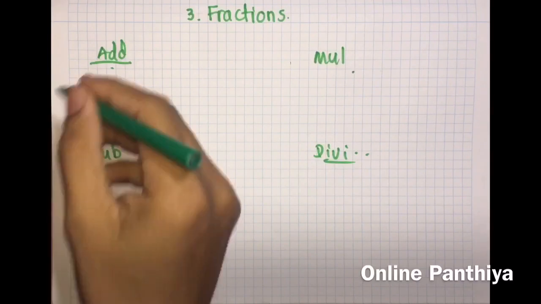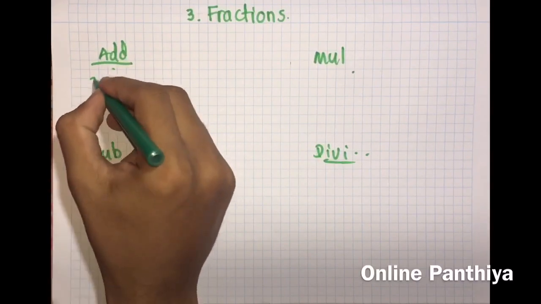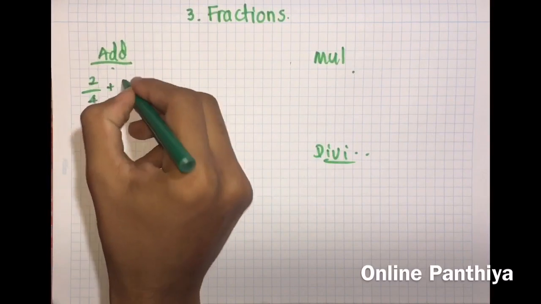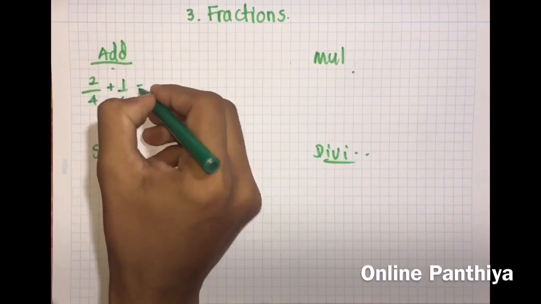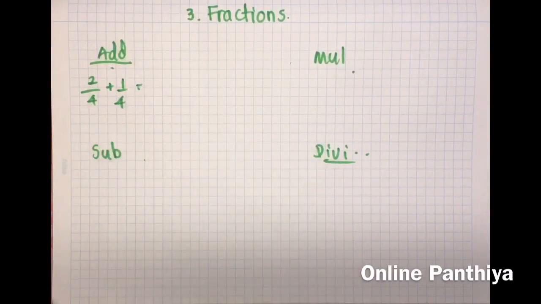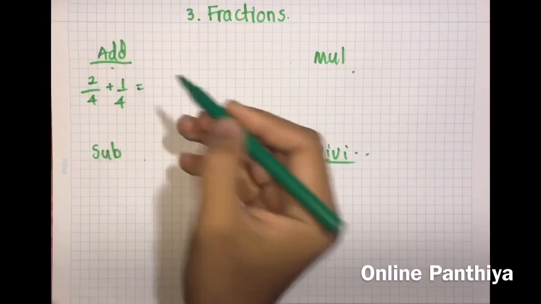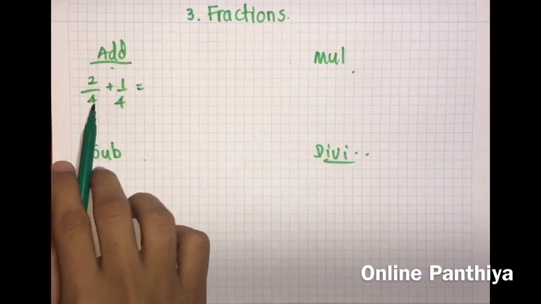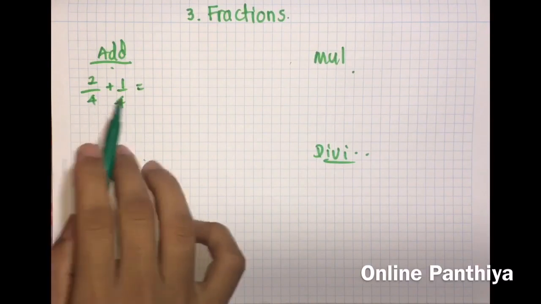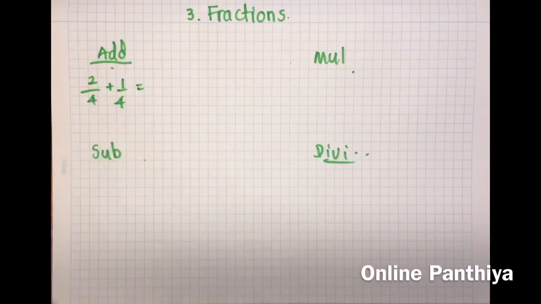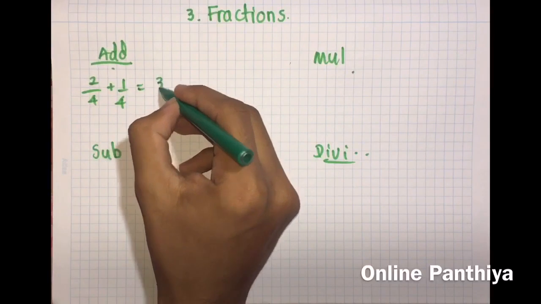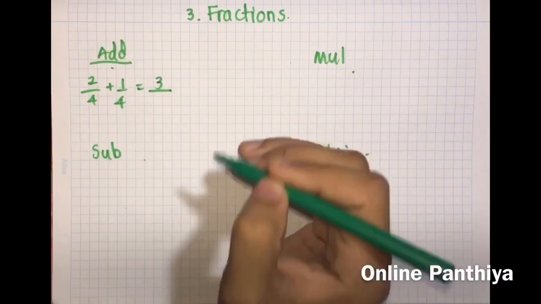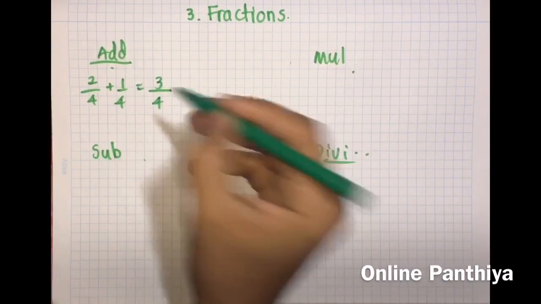Okay, now I'll take two examples, that is 2/4 plus 1/4. Now if you look at these two fractions, the denominators are same, so the solving is very easy. When you have addition, always the denominator should be same. Here the denominators are same, therefore you can just add 2 plus 1 is equal to 3, and what about the denominator? It should be same.